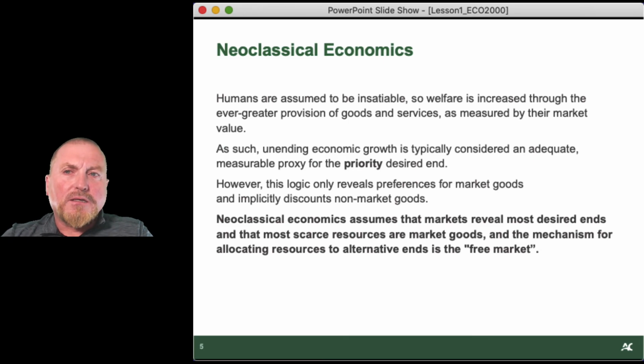So neoclassical economics assumes that markets reveal most desired ends, and that most scarce resources are market goods, and the mechanism for allocating resources to alternative ends is the free market. All right. And that's the way neoclassical economics sets it up. And that's the way most students will understand economics in its most basic form.